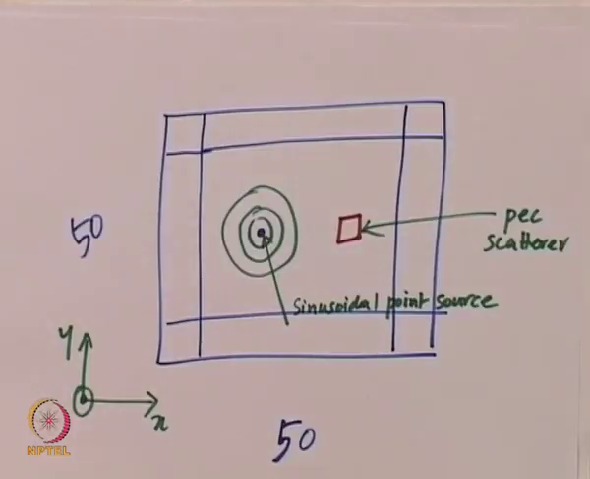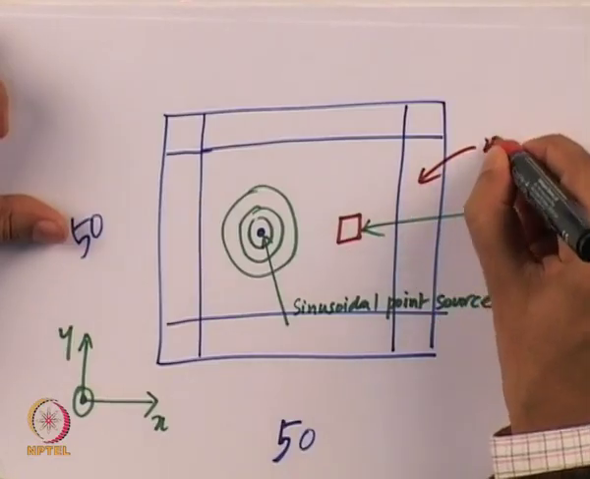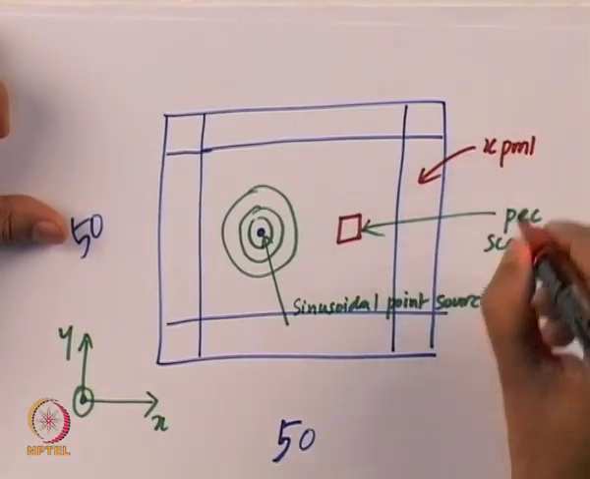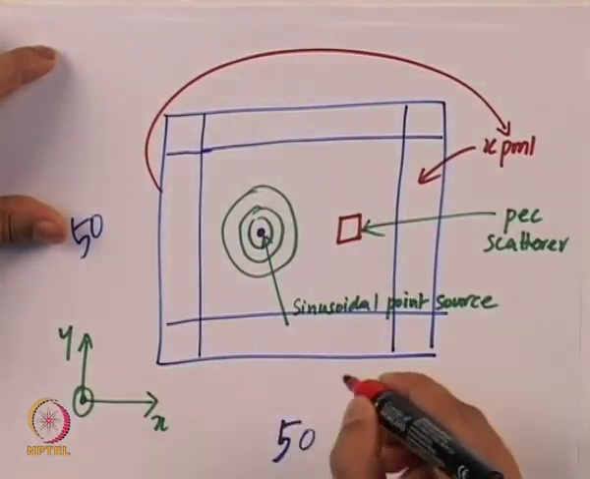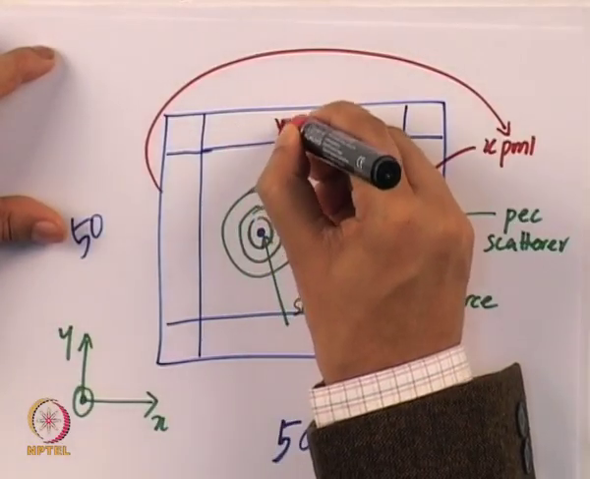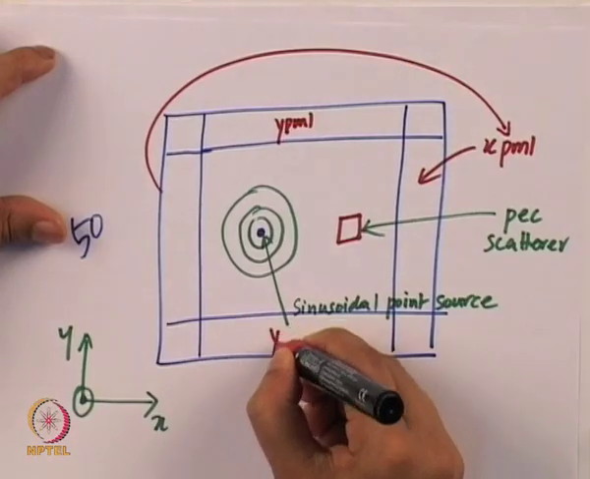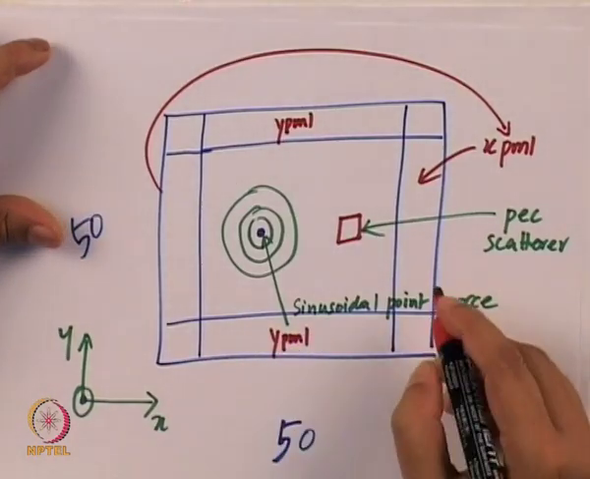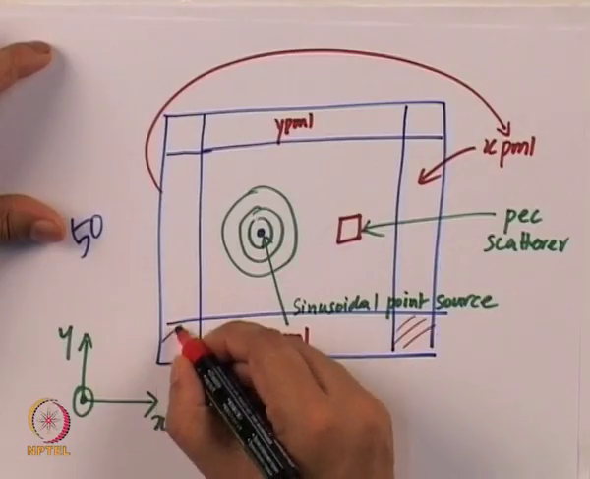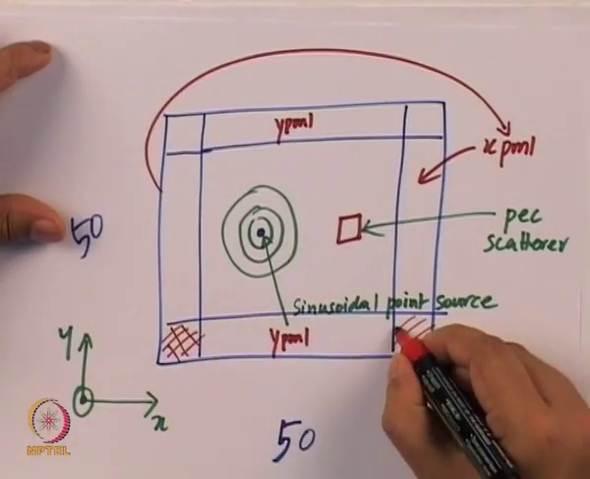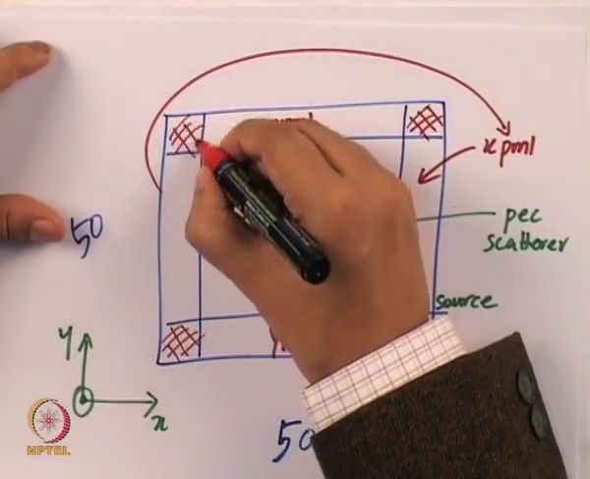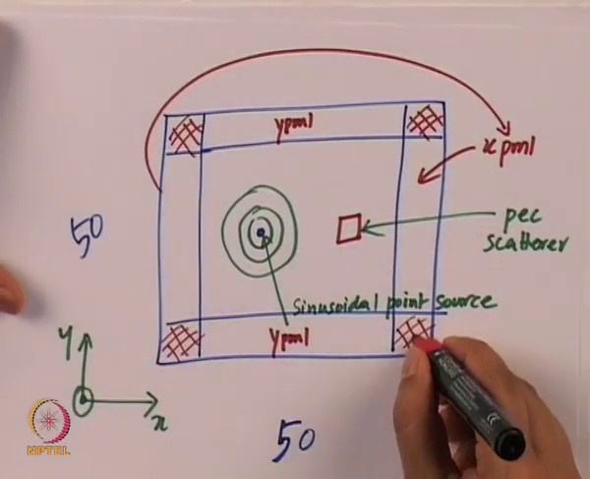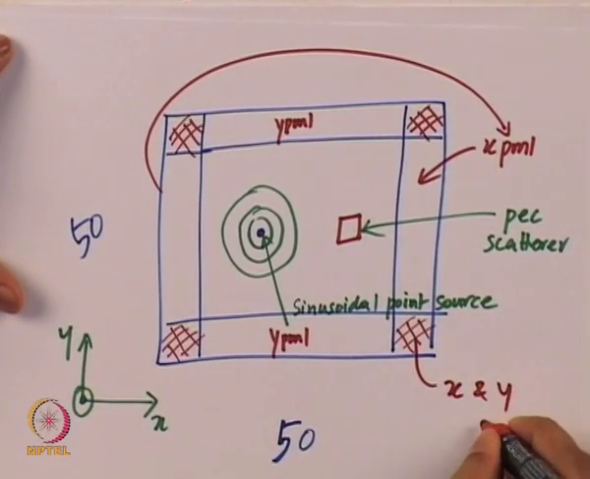So what we have got here is both the X PML, this is also X PML, and we have got both the Y PML. So this is Y PML and this is Y PML, and here we have got both the X and Y oriented PML. So this is going to be both X and Y UPML.